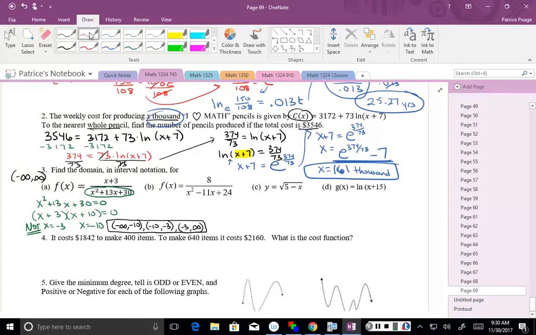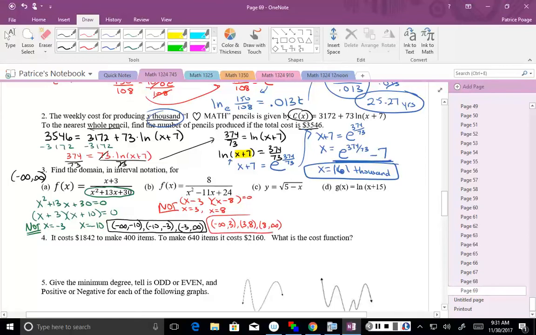All right, so on part B, I'm just going to factor it real quick. And I get x minus 3, x minus 8. And so I get x equals 3 and x equals 8 are not in the domain. So taking them out of the interval, I would go from negative infinity to 3, and then from 3 to 8, and then from 8 to infinity. And again, if you can't factor that, graph it and find your x-intercepts that way.